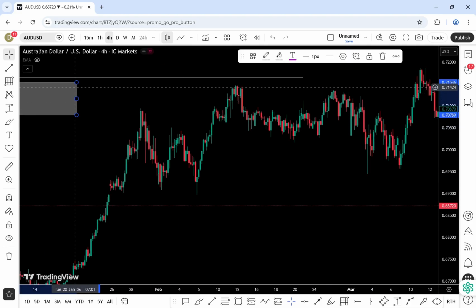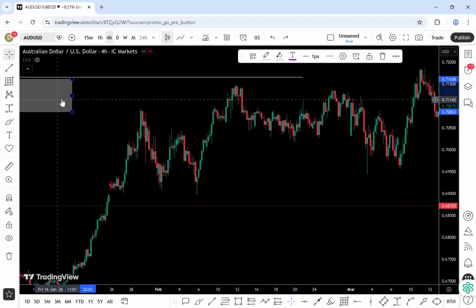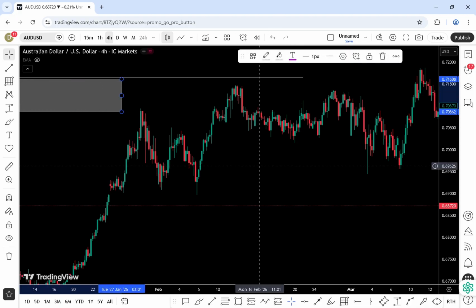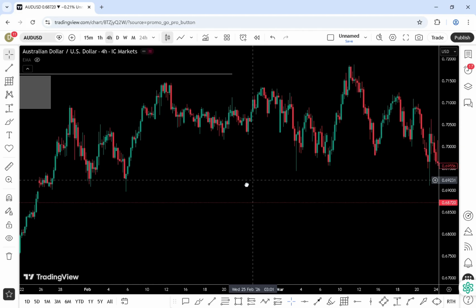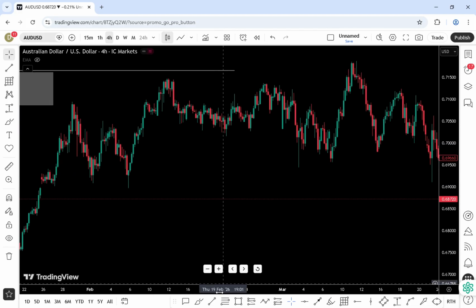So when you are using weekly POIs, you use 4 hours for confirmation. Then when you are using monthly POIs, you use daily for first confirmation. Then you can scale down for your entry confirmation. So all we need to do is to just mark.